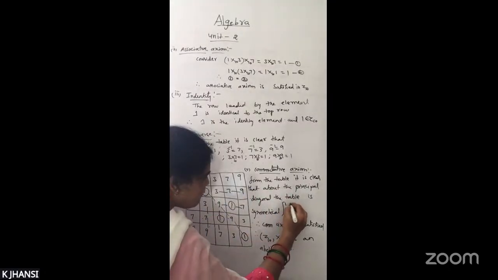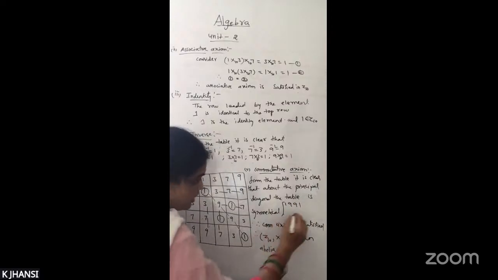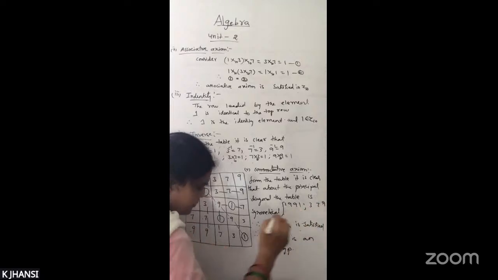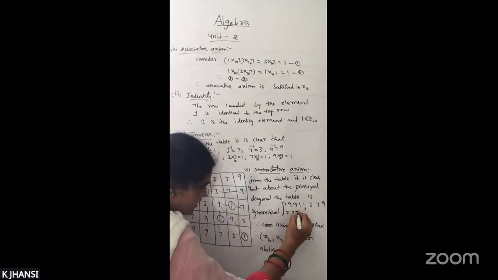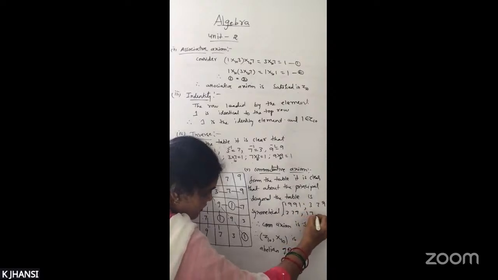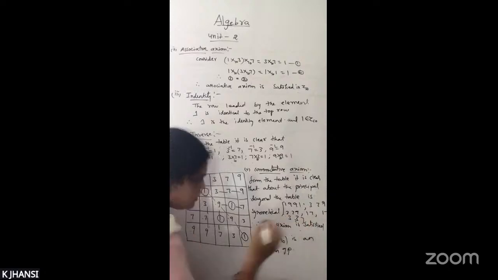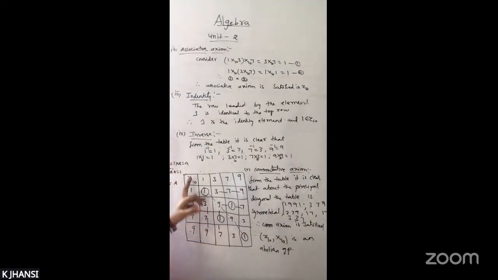So the symmetrical elements are here. You can take 1, 9, 9, 1. Next 3, 7, 9 and one more 3, 7, 9. Next 1, 7, 1, 7. Next 3, 3. These all elements are symmetrical to each other. So the commutative axiom is also satisfied. All the five properties are satisfied. Therefore, it is an abelian group.